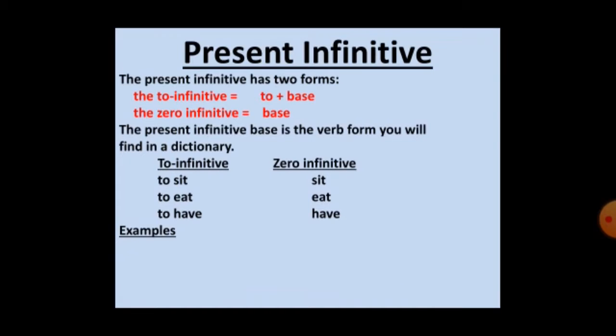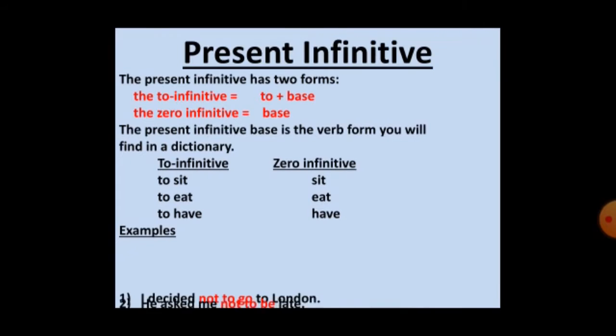So to sit is to infinitive, that is also base form, and sit without to is zero infinitive, that is bare infinitive. To eat, eat, zero infinitive. To have, to infinitive, and have.